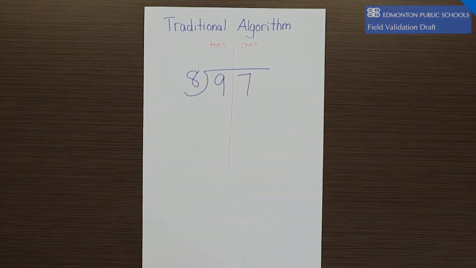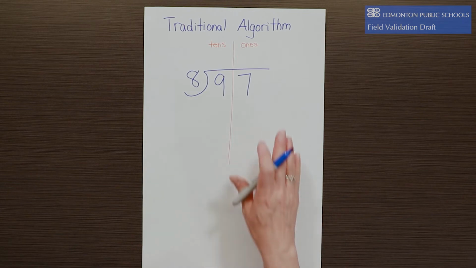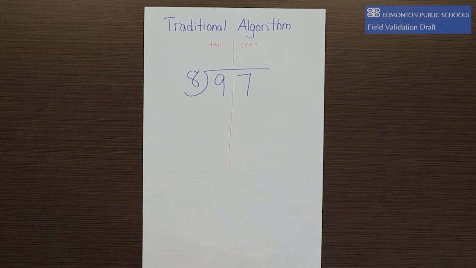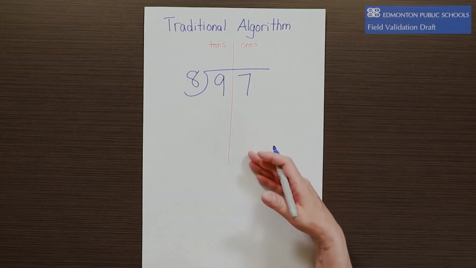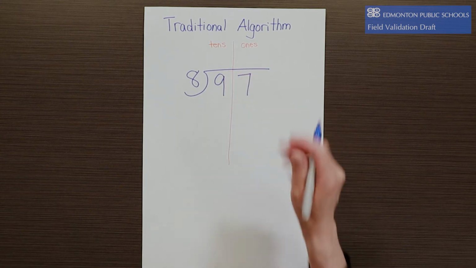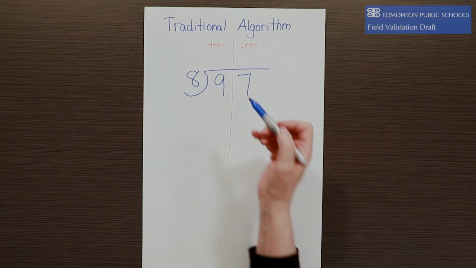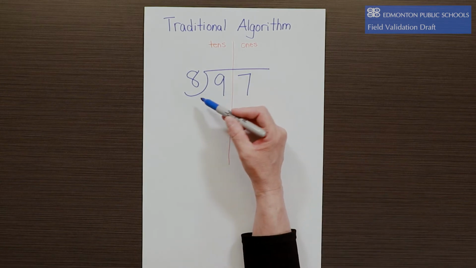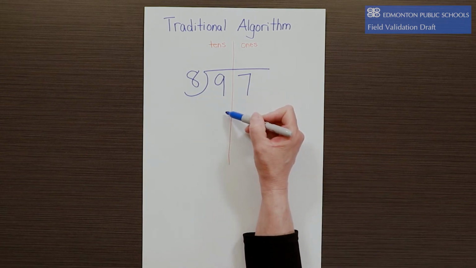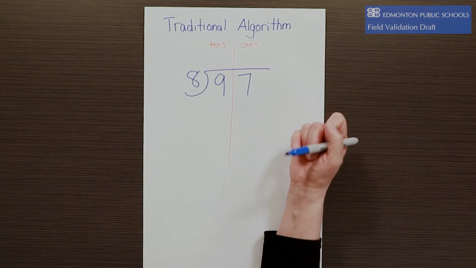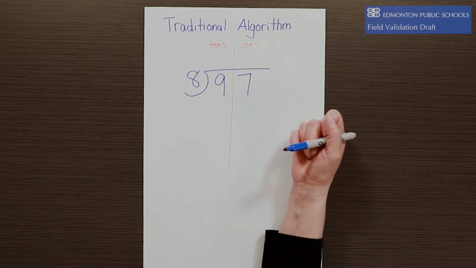Let's try this again with another problem. So this time I'm going to take 97 and place it into 8 different groups. Again, I've lined it up so that my ones and my tens are organized by place value. I'm going to think about how many times 8 can be divided into 90. Again, a number that comes to mind is 10.